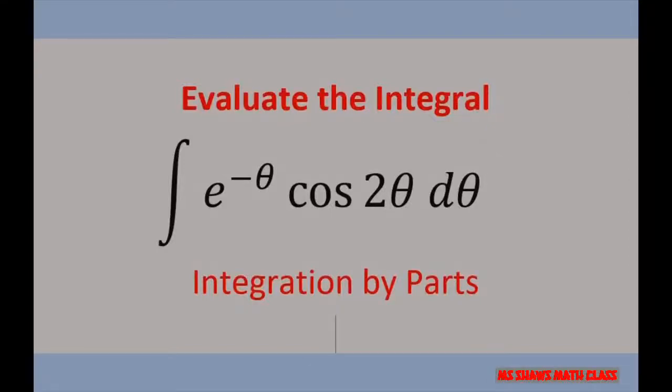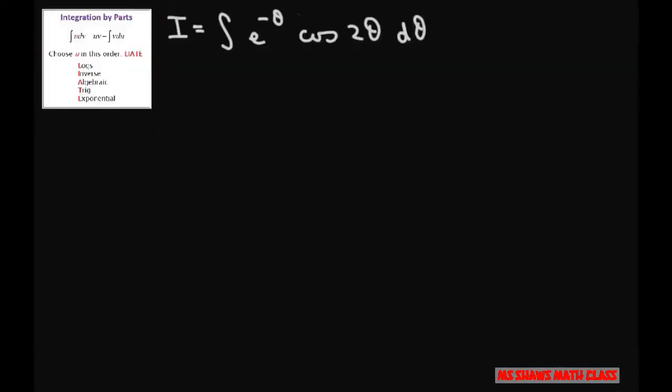Everyone, we're going to evaluate the following integral by integration by parts. So we have it started here, and what we want to do is use this formula here. In this case, I'm not going to use the mnemonic device. I'm going to switch it up, and I'm going to let my u be the exponential function. So I'm going to let u equal e to the negative theta, and then dv equal everything else.